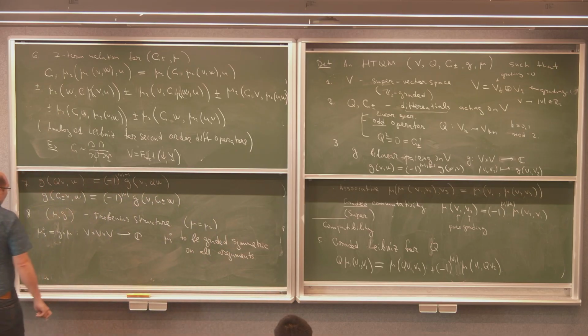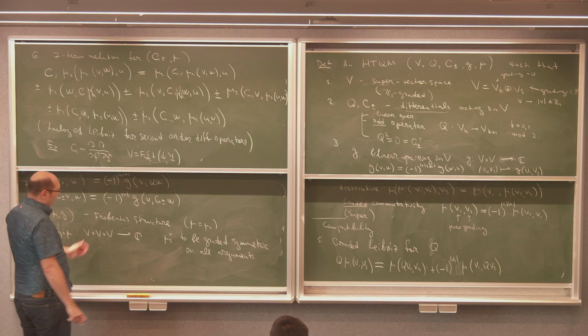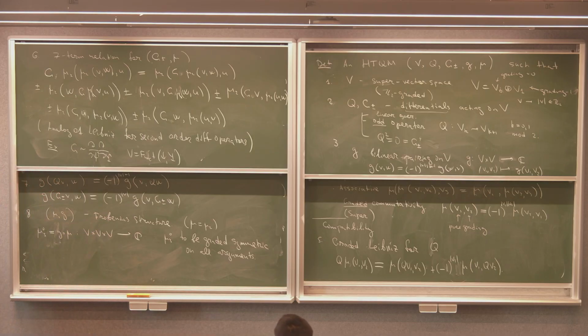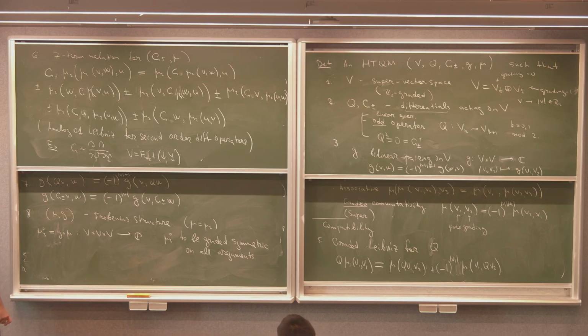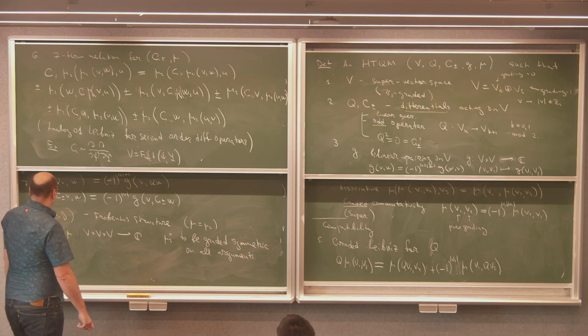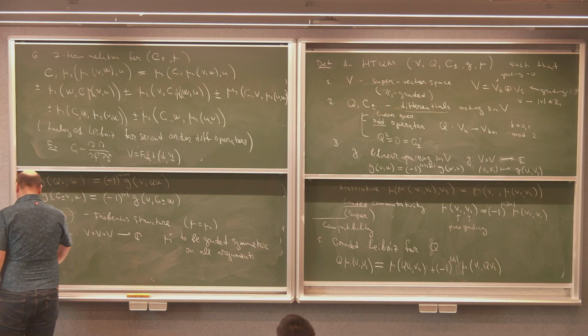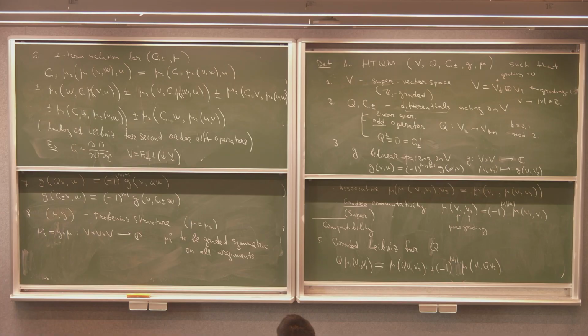So that is a compatibility condition between this pairing G and multiplication mu. A Frobenius structure is usually a situation when you have some multiplication and pairing, and they are compatible in a similar way. Okay, so that was the easy compatibility conditions. Now a less obvious compatibility condition.